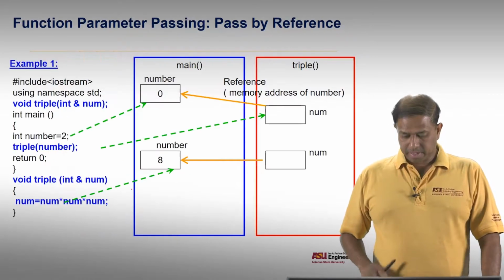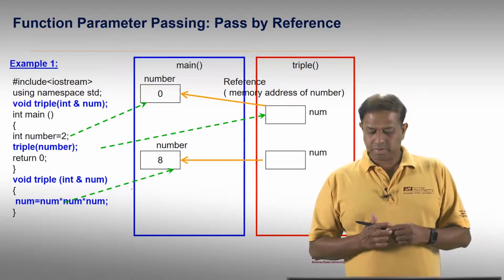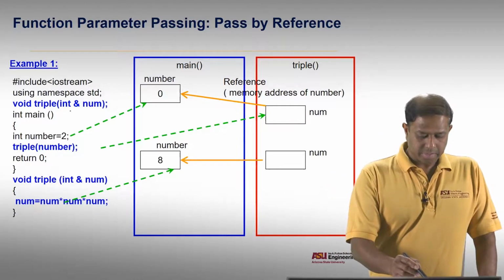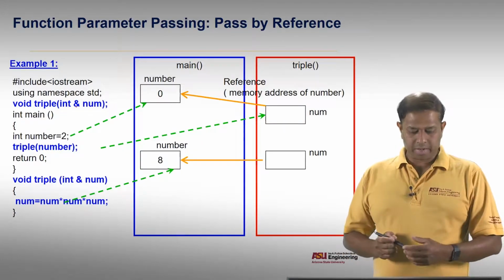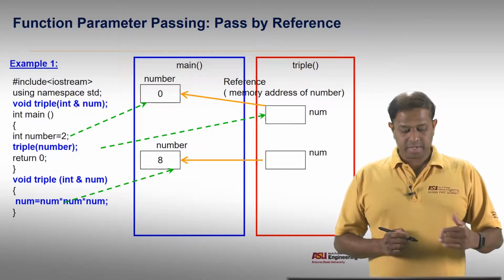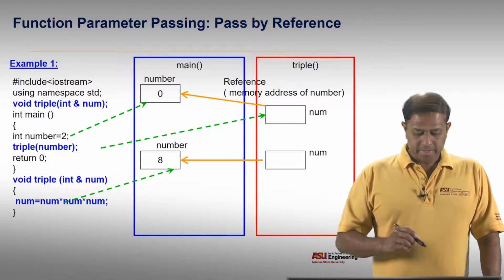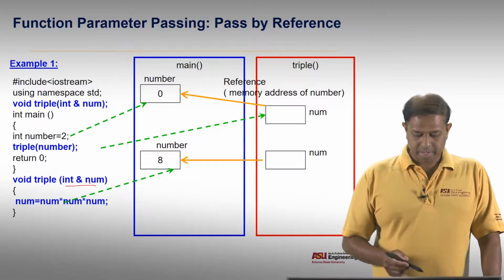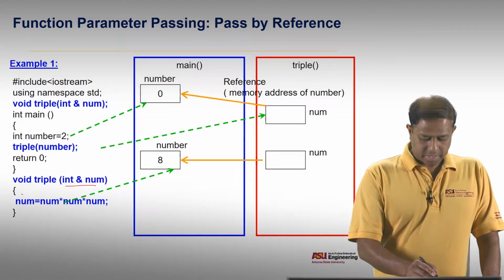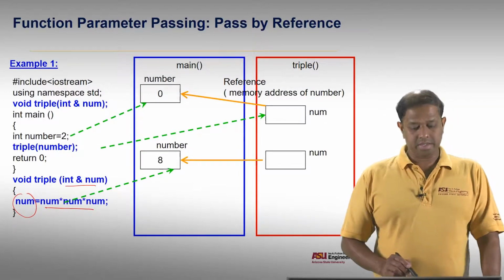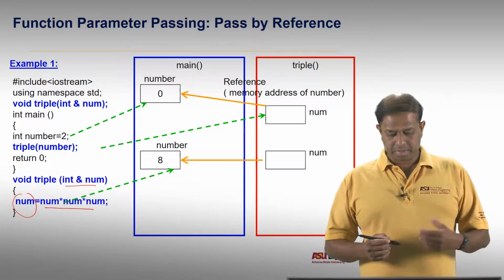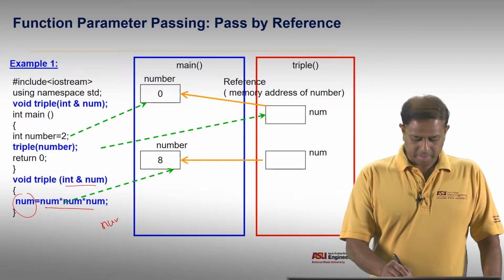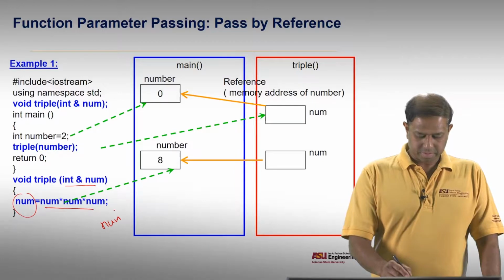Here is one quick example. Suppose I have a method called triple. That method takes an integer value as a reference parameter and triples it. The implementation is that we take the number as a reference parameter and change the number by multiplying it by 3, so we triple the value.